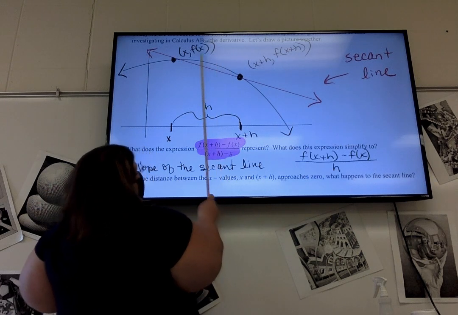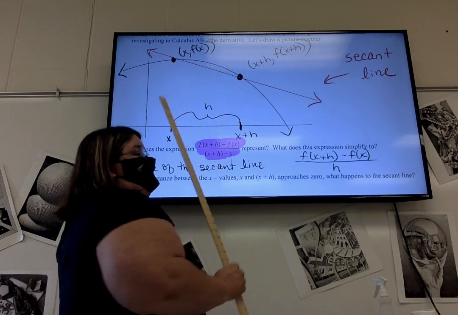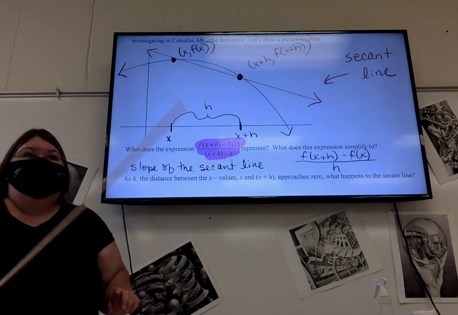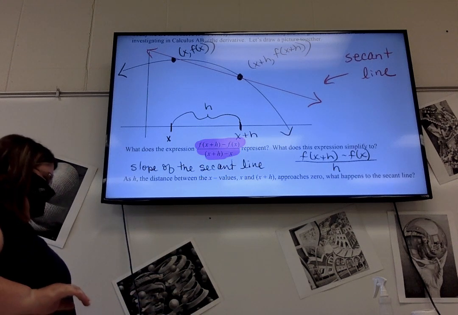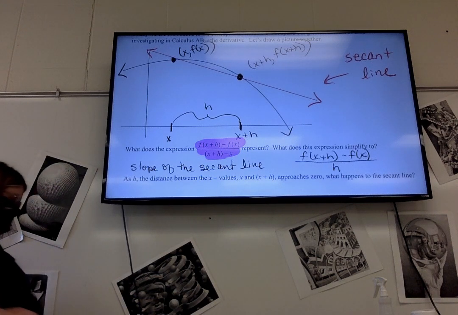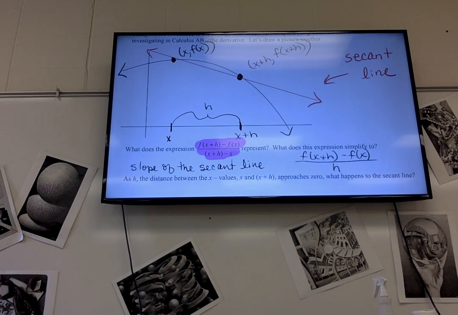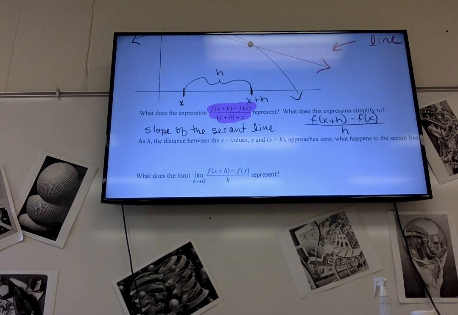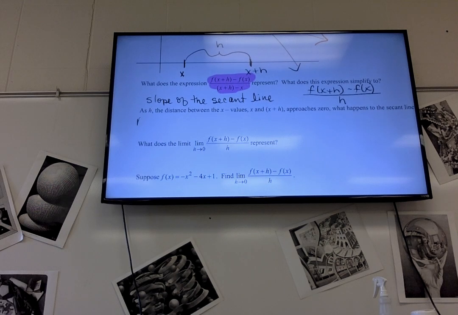then it's just a line that touches it in one spot, which is called what kind of line? Tangent. Yeah.